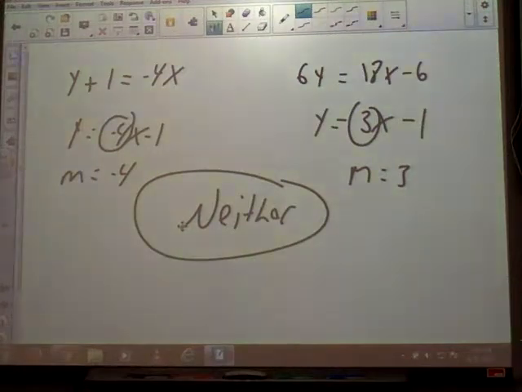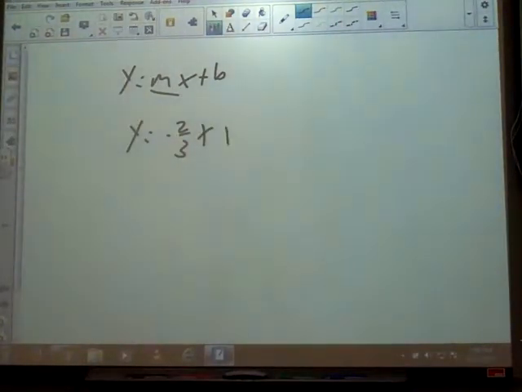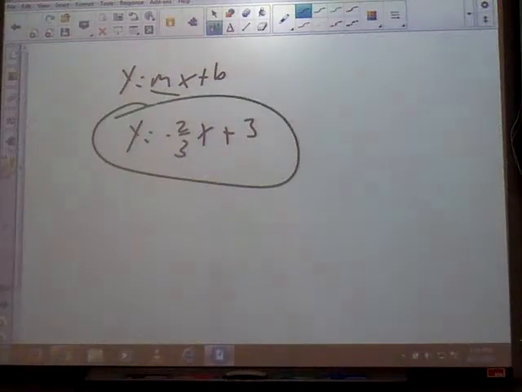Number 15 is my kind of problem. They tell you the m, they tell you the b, and then they ask you to write it in mx plus b form. So all you got to do is plug the stuff in the right spot. All the choices are in slope-intercept form, so it's going to be like that. The m they give me is negative 2/3. The b is 3. Winner, winner, chicken dinner.